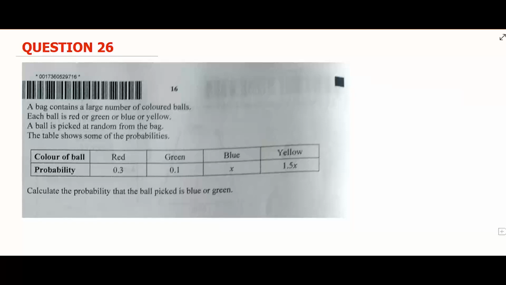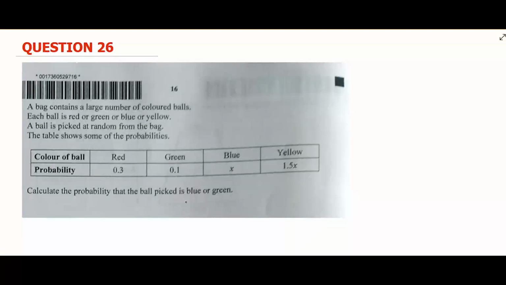So the next one is question 26. A bag contains a large number of colored balls. Each ball is red or green or blue or yellow. A ball is picked at random from the bag. The table shows some of the probabilities. Okay, so here we are asked to calculate the probability that the ball picked is blue or green.